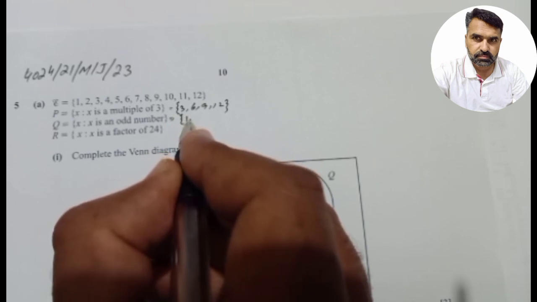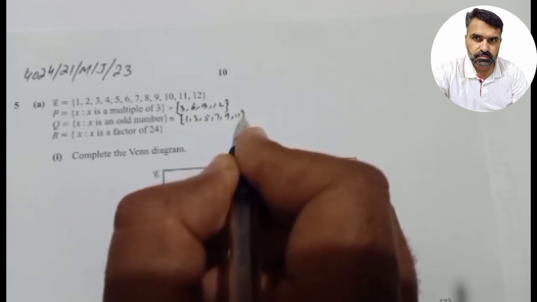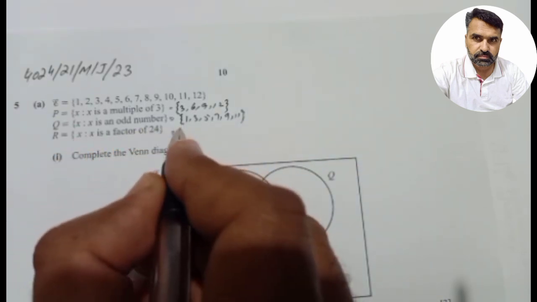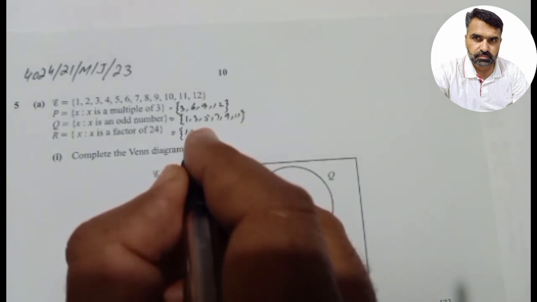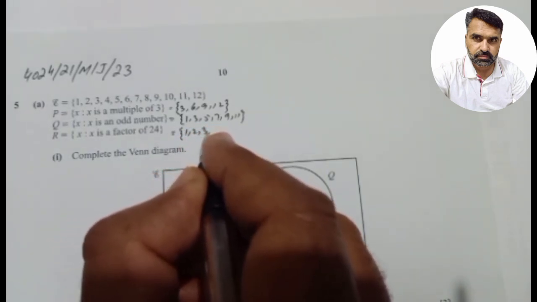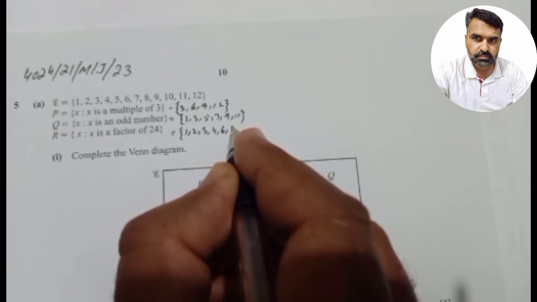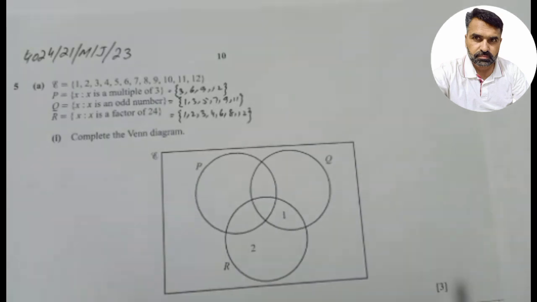So the odd numbers are 1, 3, 5, 7, 9 and 11. And set R is the factors of 24, and the factors of 24 are: 1 is a factor of 24, 2, 3, 4, 6 is a factor, 8 is a factor, and 12 is a factor. Now students, we have to complete the Venn diagram.